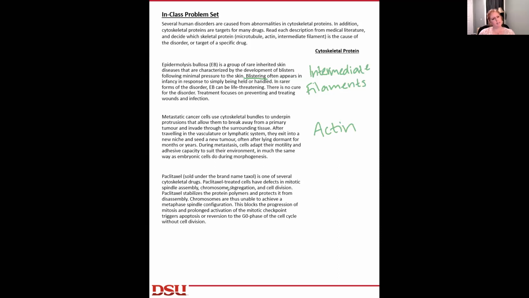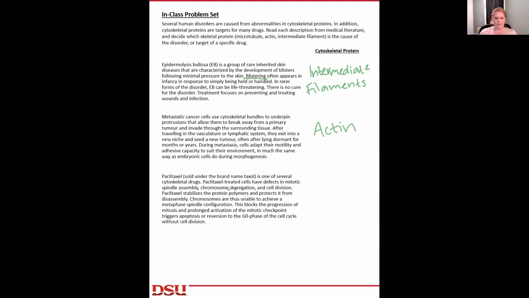Paclitaxel, actually, I don't know if it's paclitaxel. I'm going to call it paclitaxel. Sold under the brand name Taxol, it is one of several cytoskeletal drugs. Paclitaxel-treated cells have defects in mitotic spindle assembly, chromosome segregation, and cell division. Paclitaxel stabilizes the protein polymers and protects them from disassembly. Chromosomes are thus unable to achieve a metaphase spindle configuration. This blocks the progression of mitosis, and prolonged activation of the mitotic checkpoint triggers apoptosis or reversion to the G0 phase of the cell cycle without cell division.